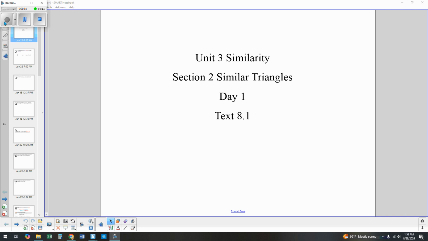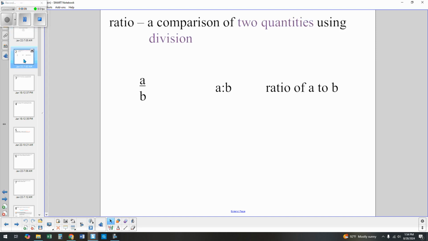This is textbook section 8.1. We're going to talk about some ratios. A ratio is just a comparison of two quantities using division, and that's how they've written it here. But we could also write it like this, A colon B, or write it out as the ratio of A to B.